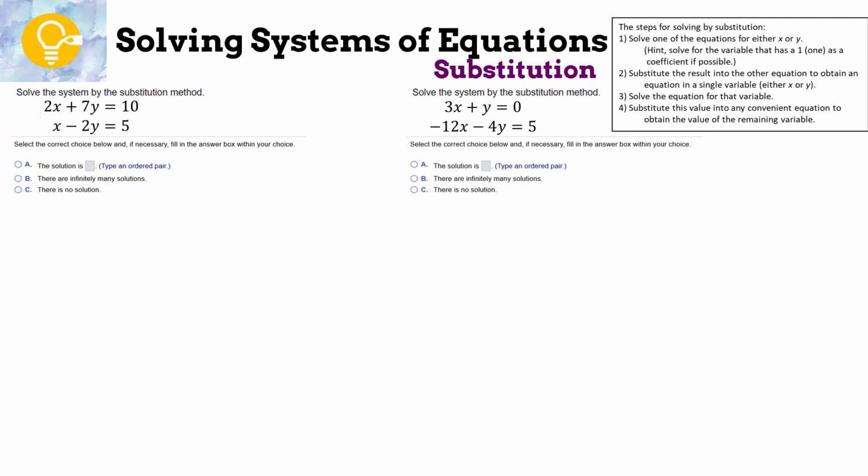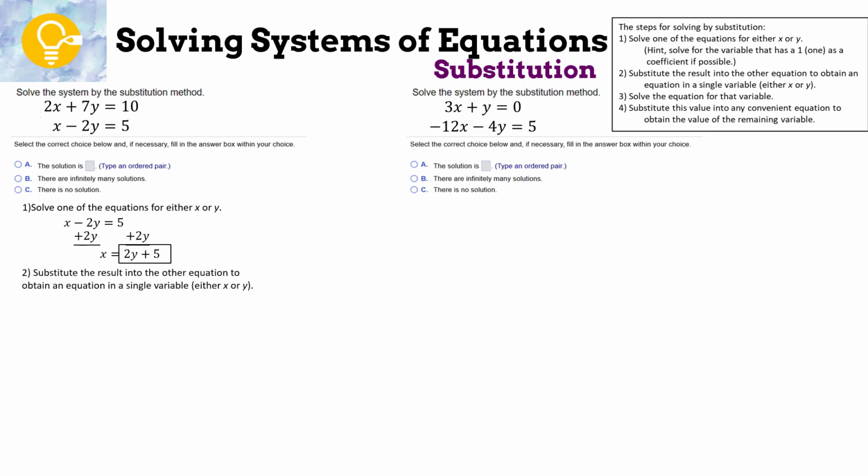So the first one says, solve the system by the substitution method. We have 2x plus 7y equals 10, and we have x minus 2y equals 5. The first thing we're looking for is an x by itself, a 1x. And in this case, we have it right away. x minus 2y equals 5. What we're going to do is add 2y to both sides, and now x equals 2y plus 5.